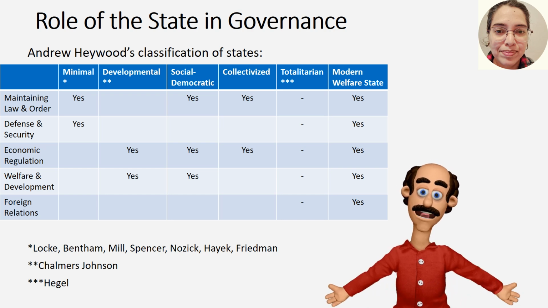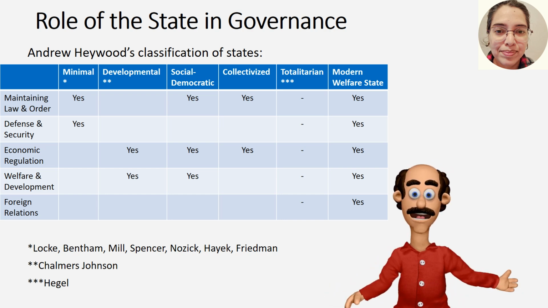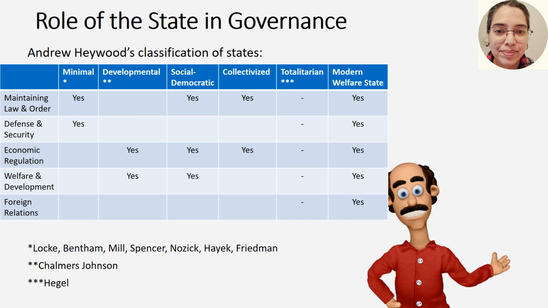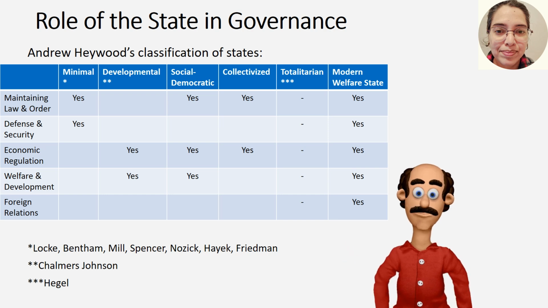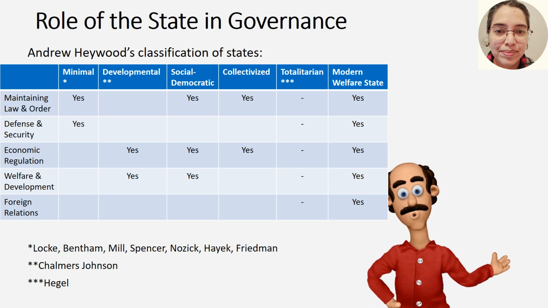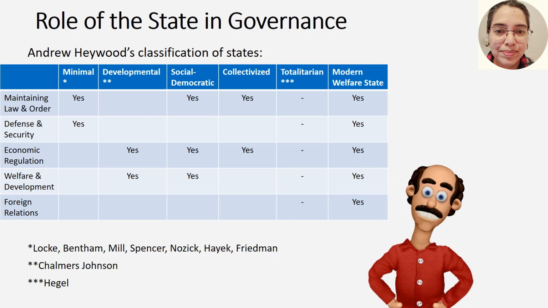The developmental and social democratic models are both focused on welfare and economic regulation, but among the two, the social democratic state is also concerned with equity and social justice. Finally, we may conclude that today, most countries follow the welfare model, where the state works across all of the 5 major functions.